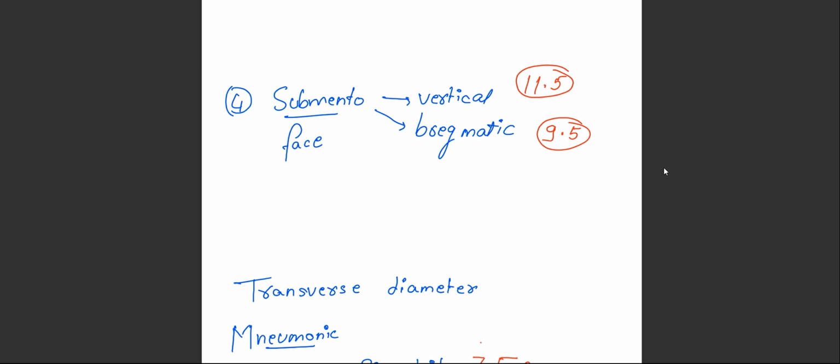Then last but not the least, the mnemonic, that is the sub-mento representing the face. It may be sub-mento-vertical diameter or sub-mento-Bregmatic diameter. Sub-mento-vertical diameter is 11.5 centimeter and sub-mento-Bregmatic is 9.5 centimeter.